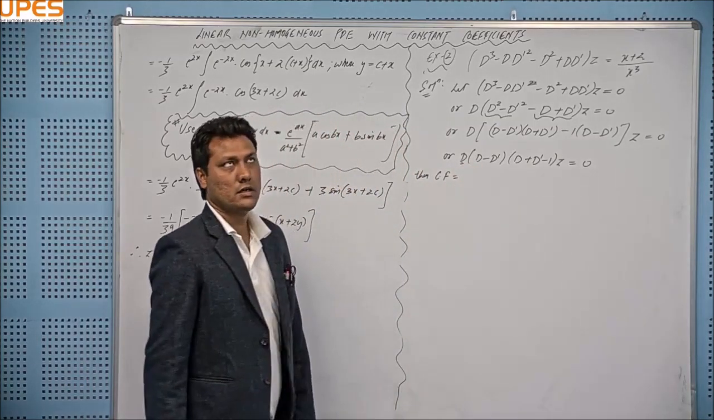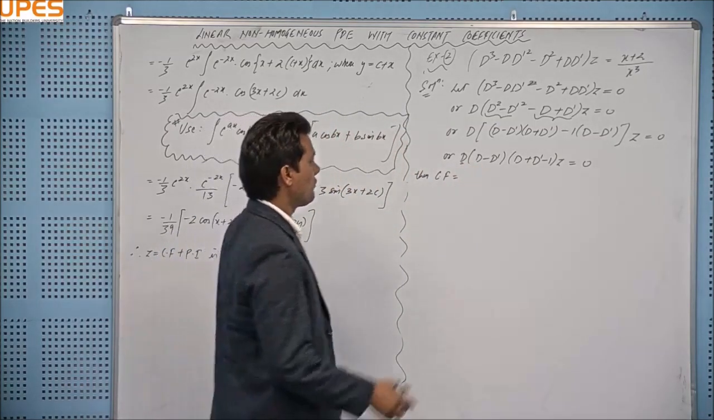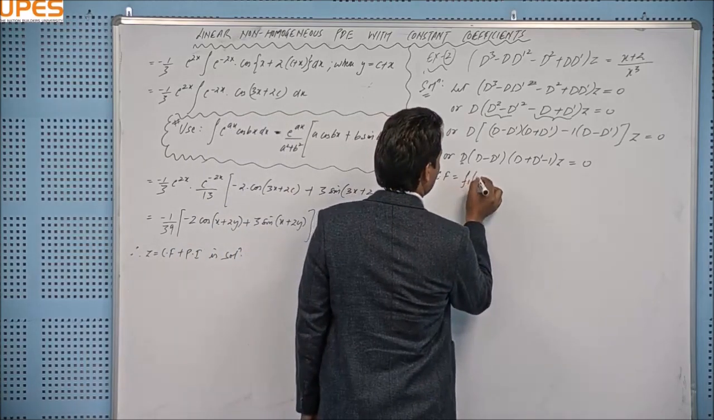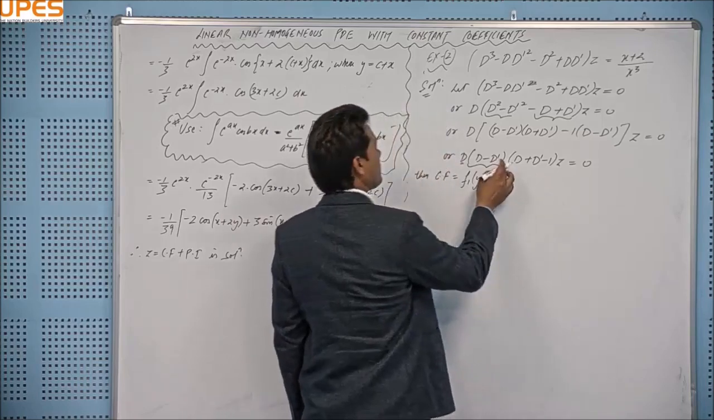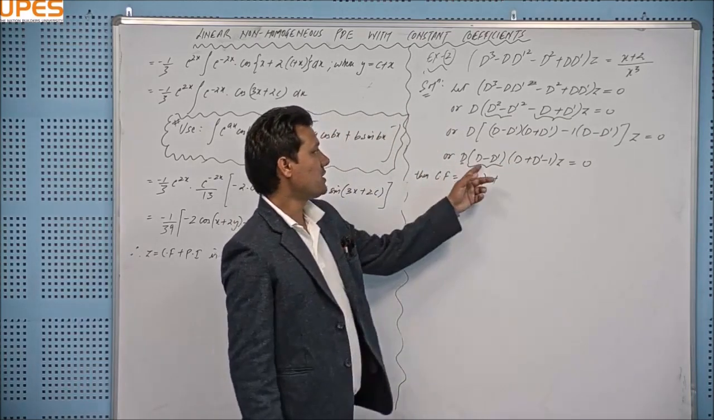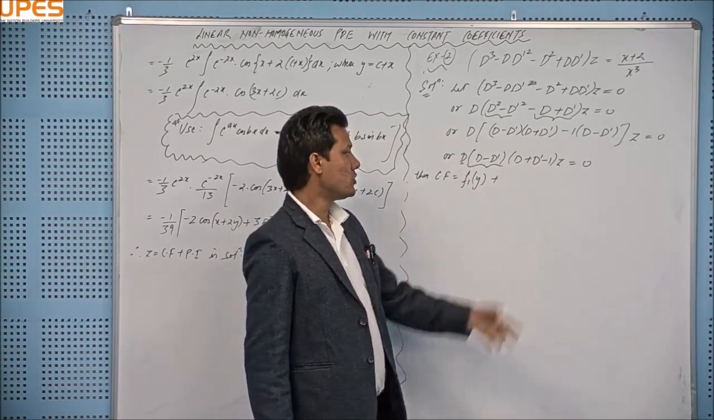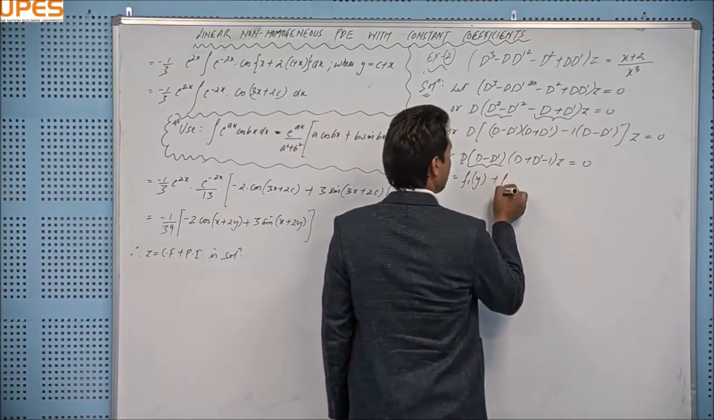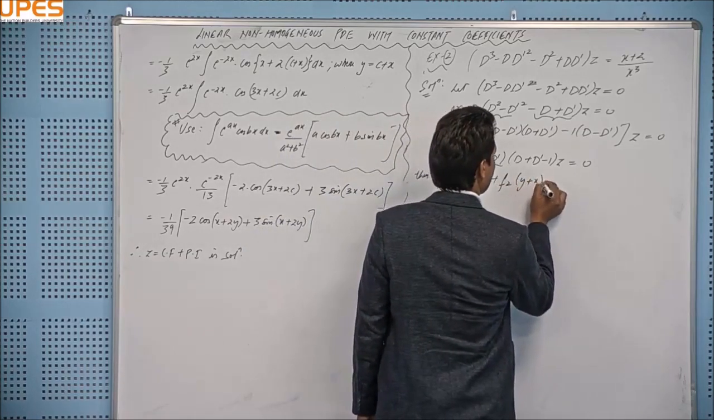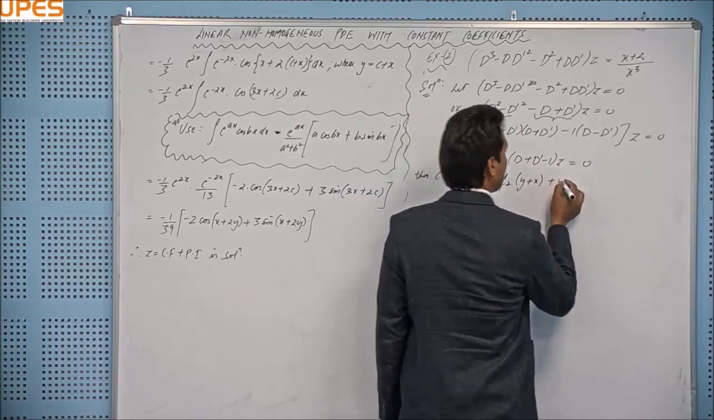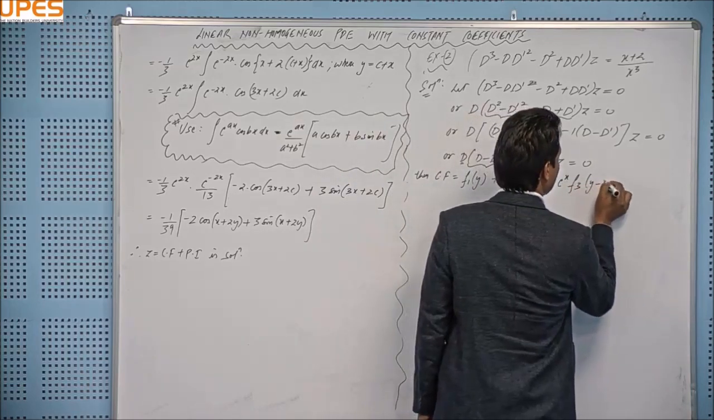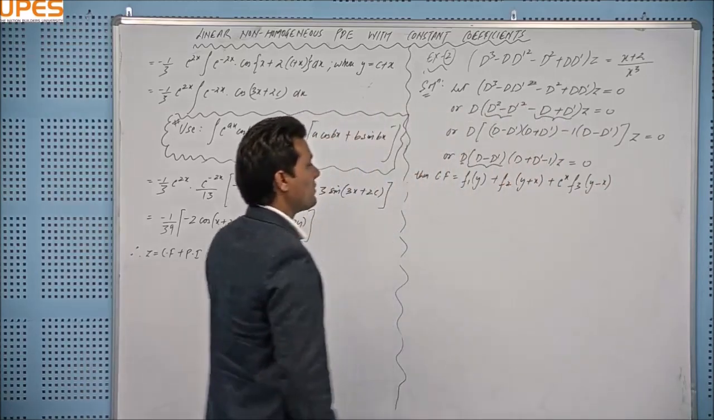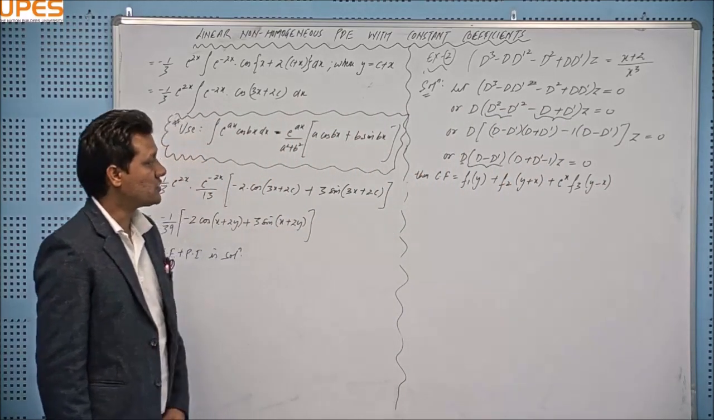Yes, and writing the complementary function for this: for this one, D, we have only y plus 0x, f1(y). And for this one, since alpha is absent here, D minus mD dash minus alpha, alpha is absent, so e to the power 0x, f2(y plus x). And here we have alpha equal to 1, so it becomes e to the power 1x, and then f3(y minus x). This is the complementary function containing 3 arbitrary functions, right?